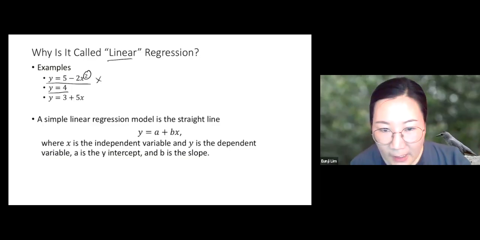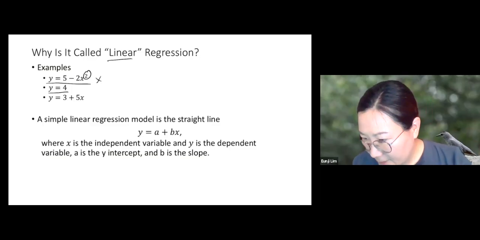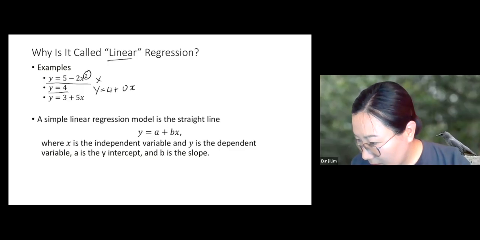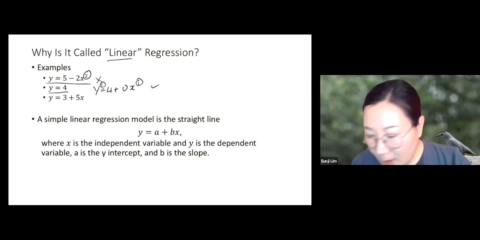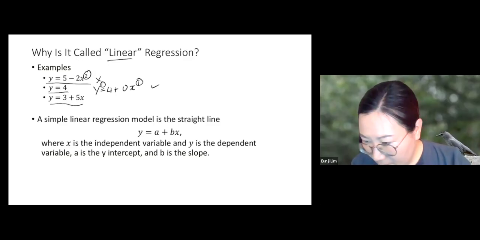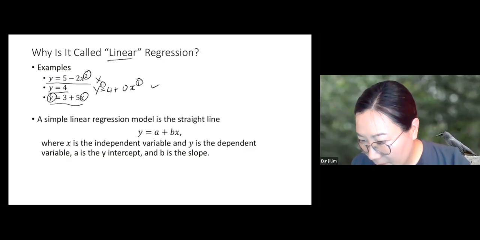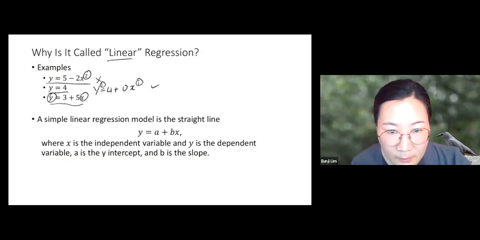How about this? Y equals 4. Is this a linear equation? Yes, because y equals 4 means y equals 4 plus 0 times x. And the power of the x variable is 1. And the power of the y variable is 1. So yes, this is a linear equation. How about this? Y equals 3 plus 5x. Is this a linear equation? Yes. The power of x is 1. The power of y is 1.